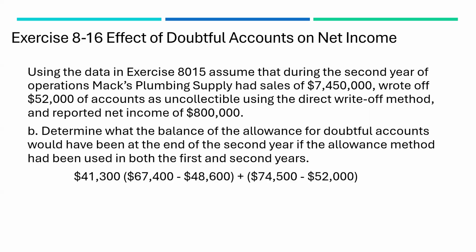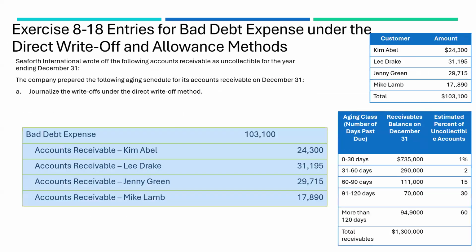And then throughout the next year, we have 52,000 of debits, and then we have our adjusting entry at the end of the year of 74,500. Then we get our ending balance of 41,300. So that's how this process works for the percentage of sales method of estimating.